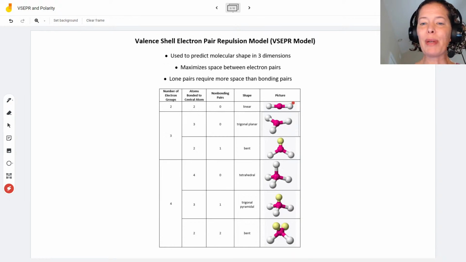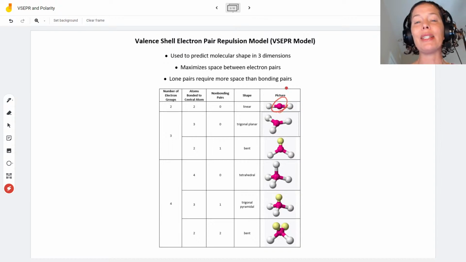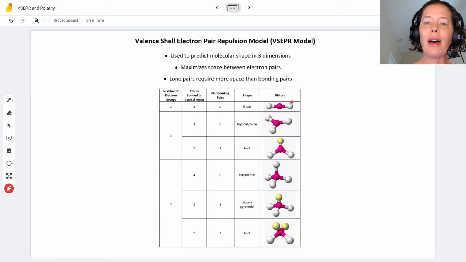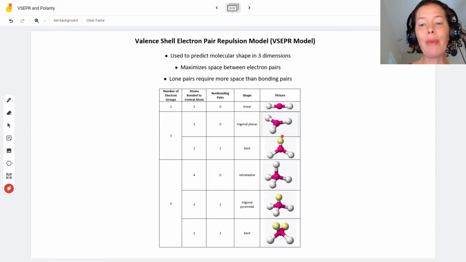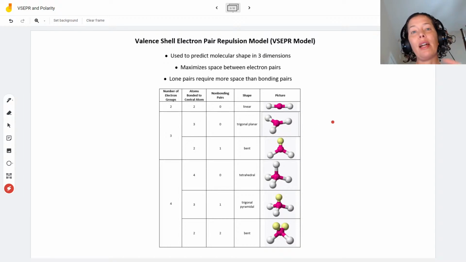The other thing about these pictures is, the central atom is given in this magenta color. The white here, those are atoms that are bonded to the central atom, and the yellow structures are going to be your non-bonding pairs or your lone pairs.